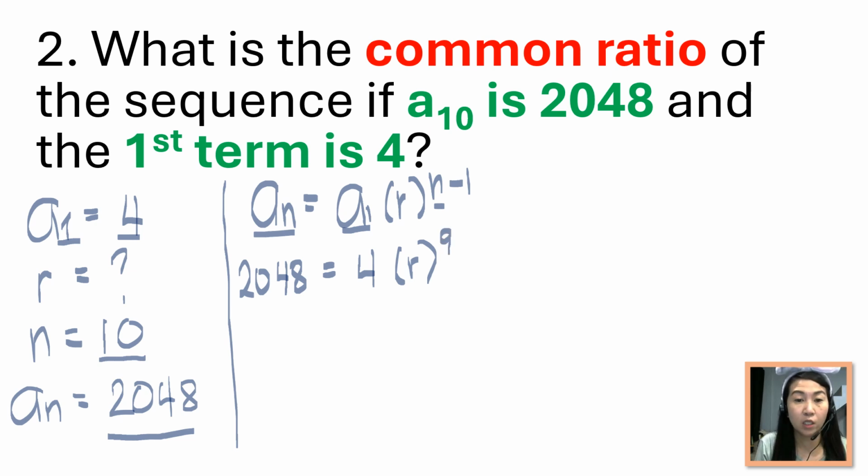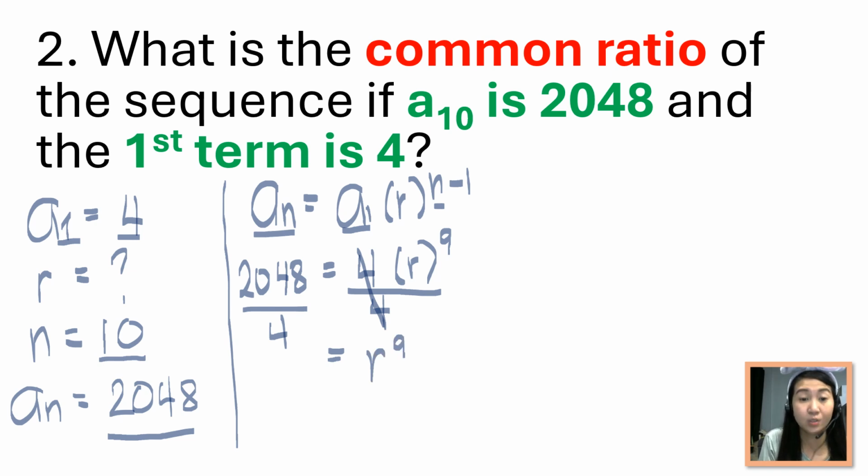Okay, so the first thing that we need to do is to cancel out the value beside our common ratio. So we can cancel out 4 by dividing both sides by 4. Cancel out. So we have here r raised to 9. And we can divide 2048 by 4. If we divide 20 divided by 4, that would be 5. 4 divided by 4, that would be 1. And 8 divided by 4, that would be 2. So 2048 divided by 4, that is 512.